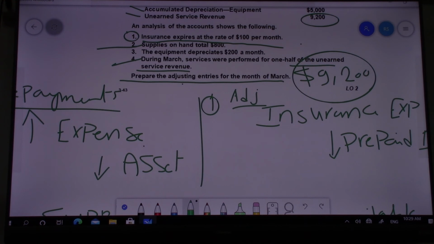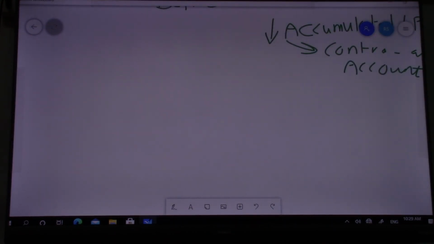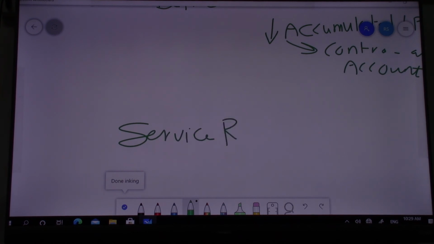Now, on March 31st, services were performed for one half. You performed half of this service. One half of this amount, multiplied by one half, is equal to 4,600. Can we recognize this 4,600? Yes. Once you perform the service, you can recognize service revenue. So here we have service revenue on the credit side by 4,600 because we already performed this.